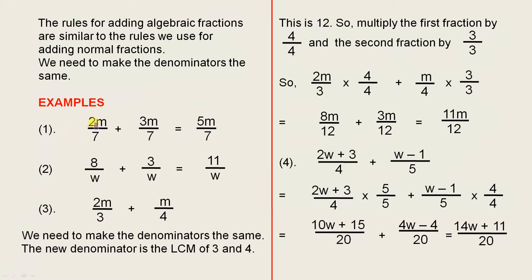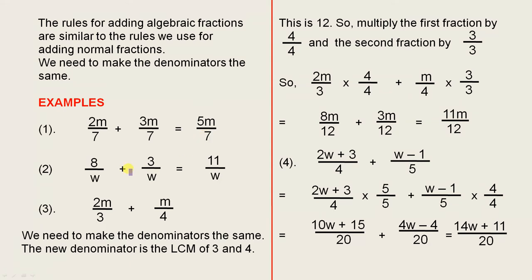The first example is 2m over 7 plus 3m over 7. The first thing we notice is that each of the denominators is 7. Because that is the case, we are allowed to add the numerators together. 2m plus 3m is 5m, and that's the numerator. You don't add the denominators together, they just stay as 7.